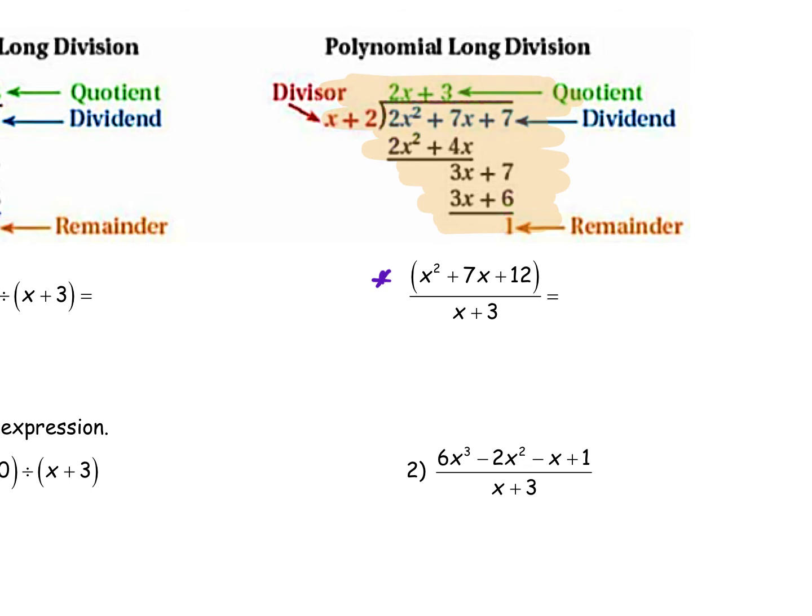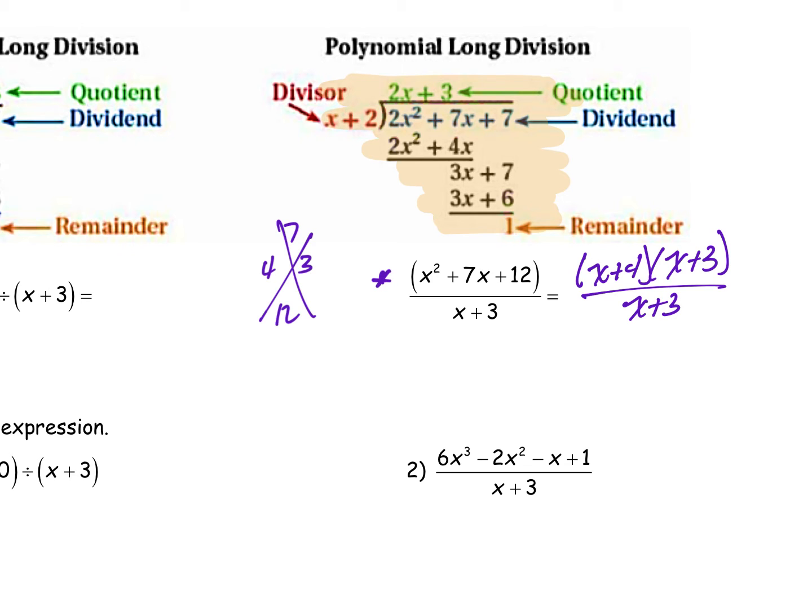If I can factor it, I'm going to factor it first, right? So I can factor x squared plus 7x plus 12. What multiplies to be 12 and adds to be 7? 4 and 3, right? So that factors to x plus 4 and x plus 3, divided by x plus 3, right? Is everyone okay with that?